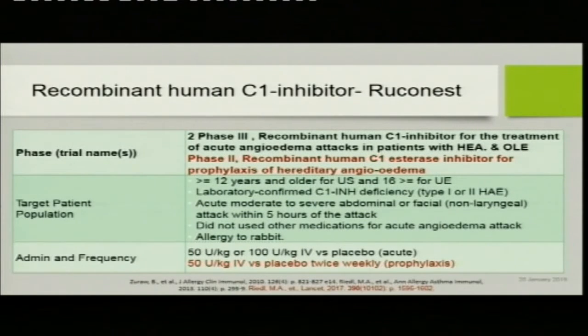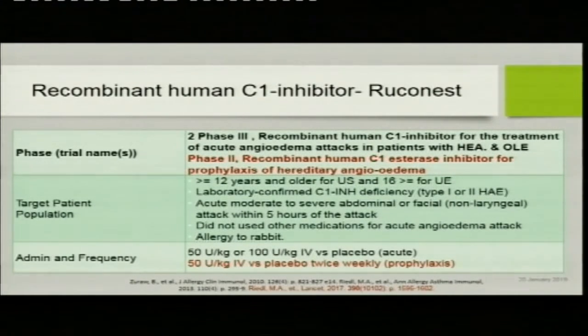The second one is Ruconest. Ruconest is basically similar, but it's recombinant, so it's not purified from human plasma. They get it from rabbits, and it does the same job. But here you have to be sure that those patients don't have IgE to the rabbit. So this is one of the criteria as well.